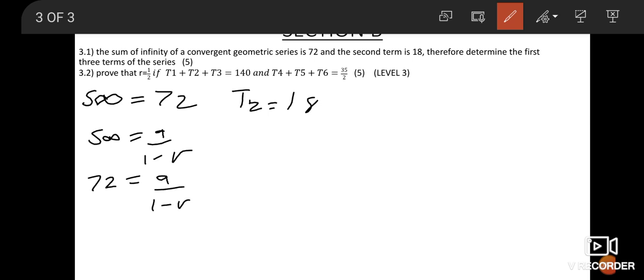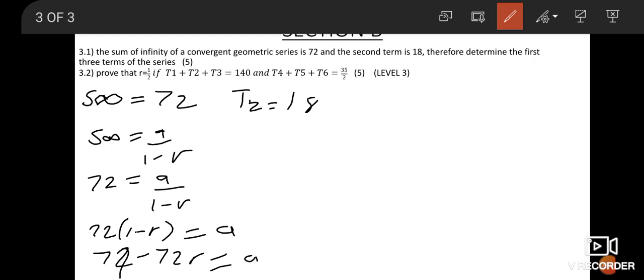So now simply say 72 times 1 minus r equals a, because we're simply simplifying the formula. So now we say a equals 72 times 1 minus r. And we simplify it further: multiply out the bracket, 72 minus 72r equals a. Simple as is. And we know that to get the second term, you have to use ar, this formula.